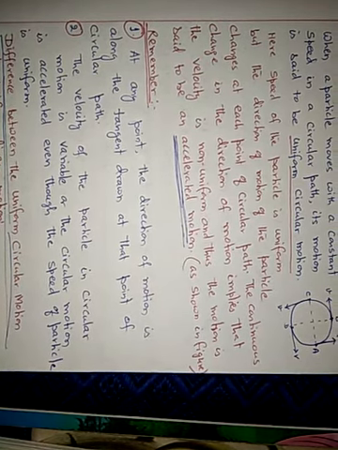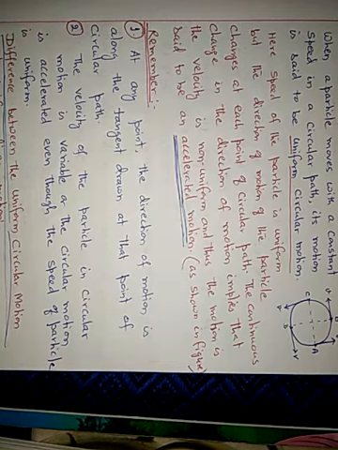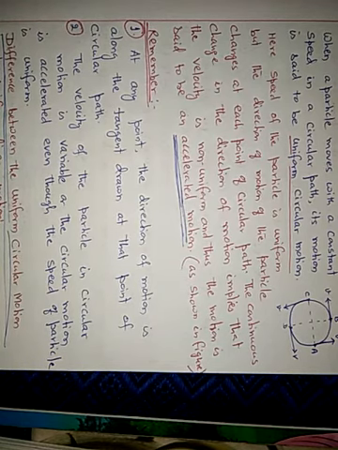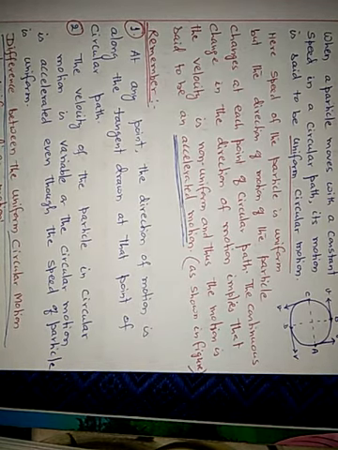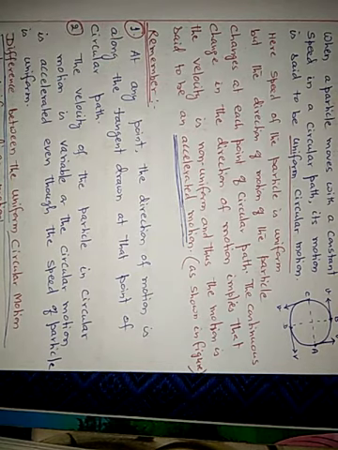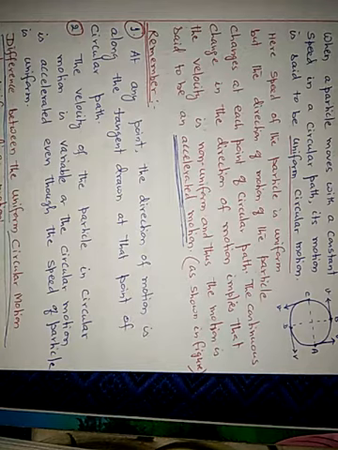Now let us discuss the difference between uniform circular motion and uniform linear motion. In case of uniform circular motion, as we have discussed just now, the velocity is variable, it is not constant, whereas in case of uniform linear motion, the speed and velocity both remain constant.